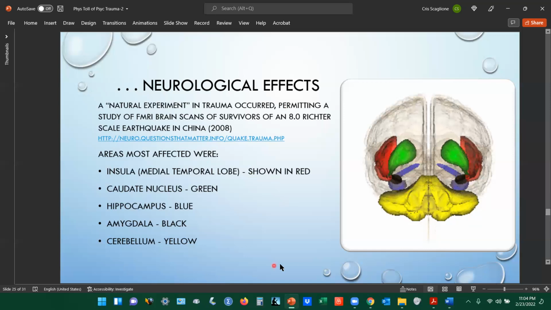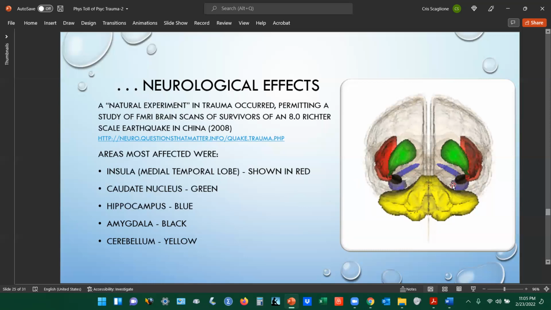So after taking a look at several MRIs of survivors of this earthquake who allowed themselves to be studied, these were the main areas of the brain that were affected. And if you notice, with the exception of the cerebellum, which is its own little thing, these are all subcortical structures. This little blue hook thing here is the hippocampus. The little black nubbin at the end of it is the amygdala.